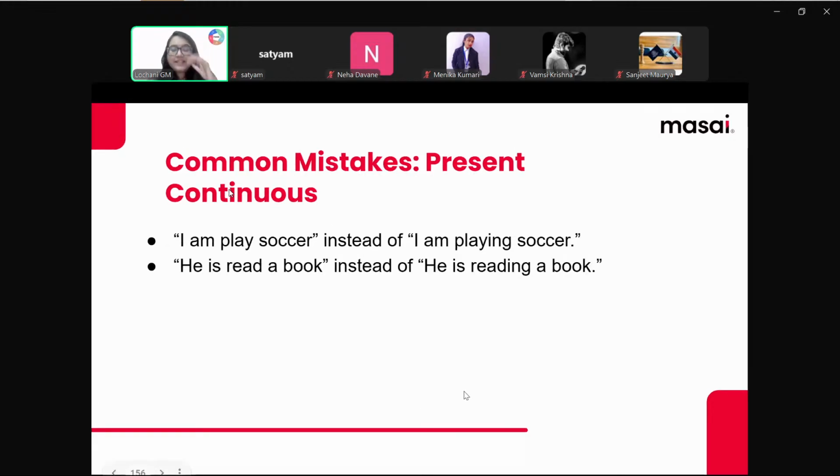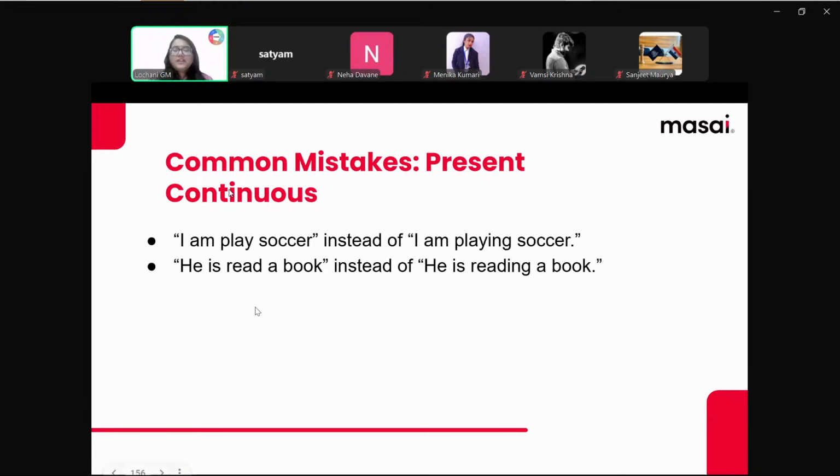All right, exactly. I'm watching a lecture, or I'm watching a video, or I'm attending a lecture. That is right, Rajeshwari. Good. Exactly, guys. So, like this, you have to keep this difference in mind when you're framing your sentence. Similarly, he is read a book is not right. Whenever you're talking about an ongoing action, you have to say he is reading a book.